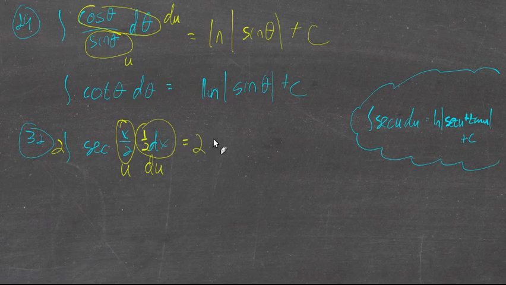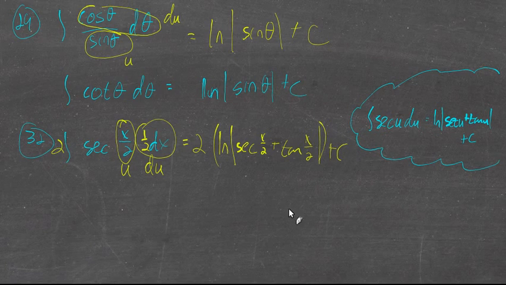So this would be 2 times the antiderivative of secant of u du, which is the natural log of the absolute value of the secant of u, but u is x over 2, plus the tangent of u, which is x over 2, plus c. Alright, so it's just U-substitution, throwing trig functions there in the mix.